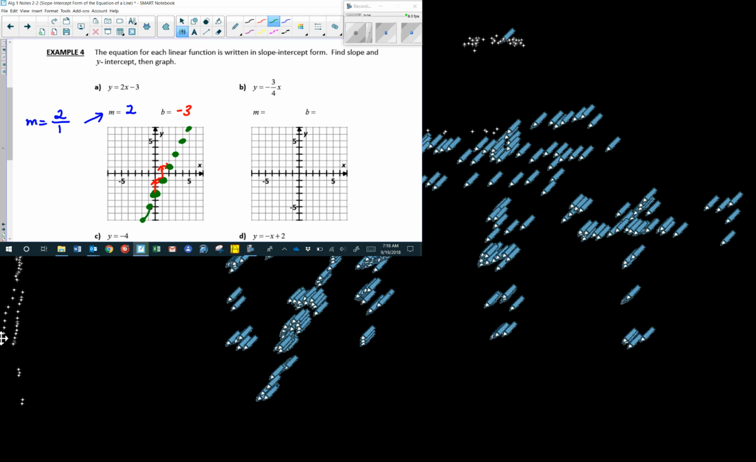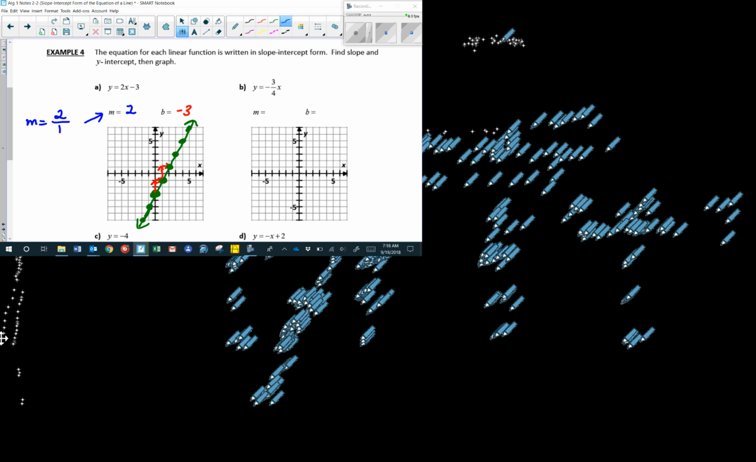Then I'm going to connect that graph with a line. You may want to use a ruler, but a ruler doesn't necessarily mean that your graph is accurate. Accuracy is improved by plotting points all the way to the end of the grid. And we put arrows on the end since the line keeps going.